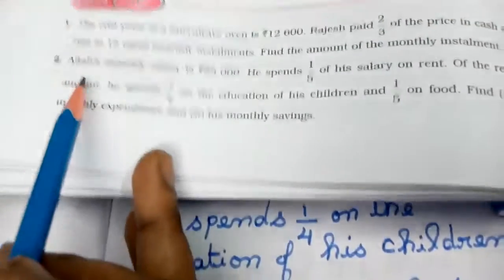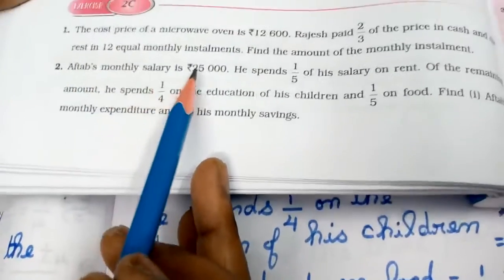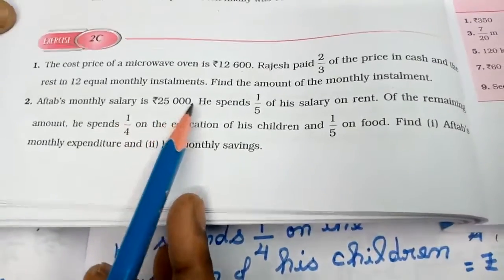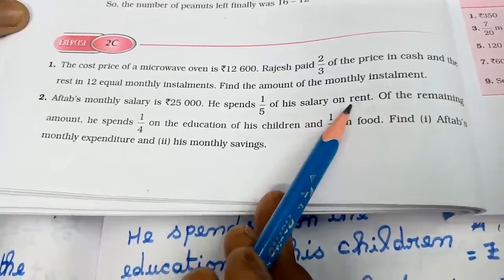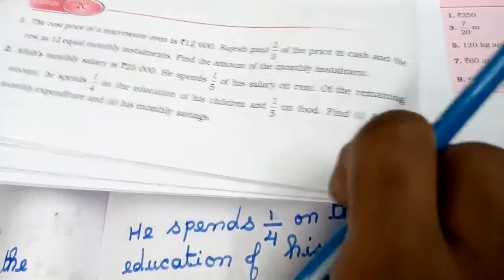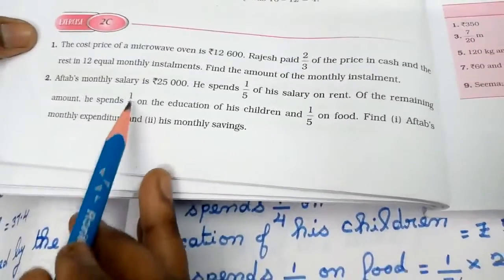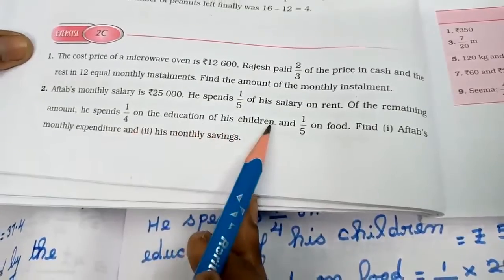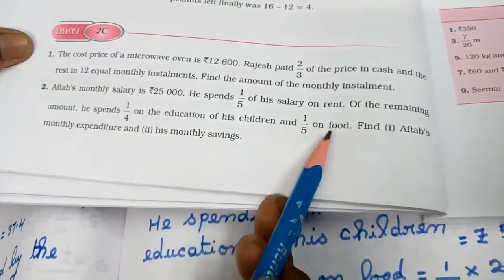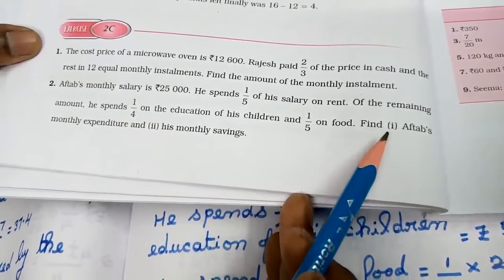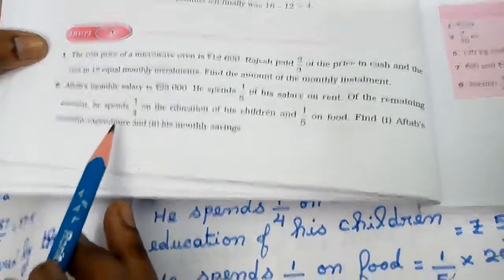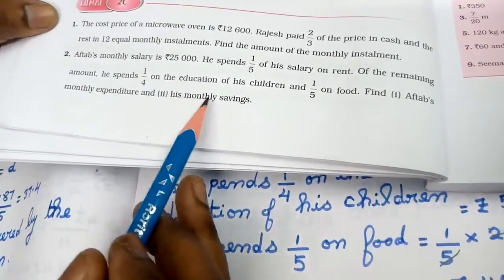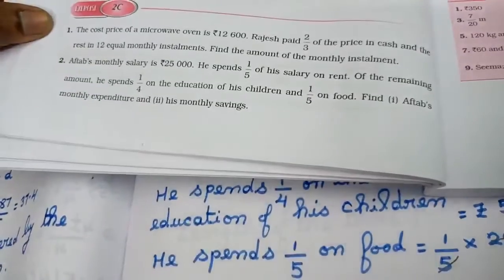Question number 2. Aftab's monthly salary is rupees 25,000. He spends 1 by 5 of his salary on rent, and of the remaining amount he spends 1 by 4 on the education of his children and 1 by 5 on food. They are asking you two questions. First, Aftab's monthly expenditure, and second, his monthly savings.